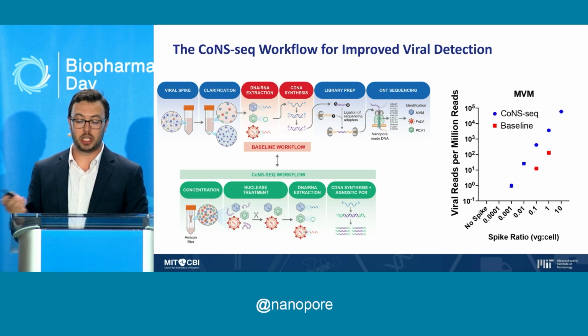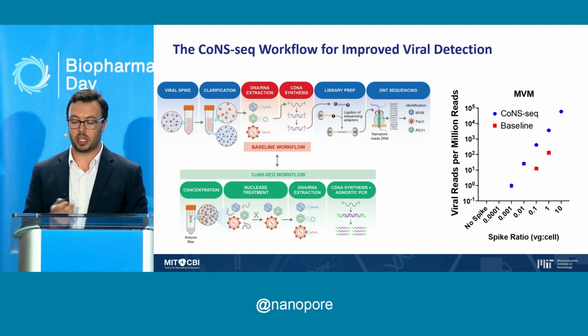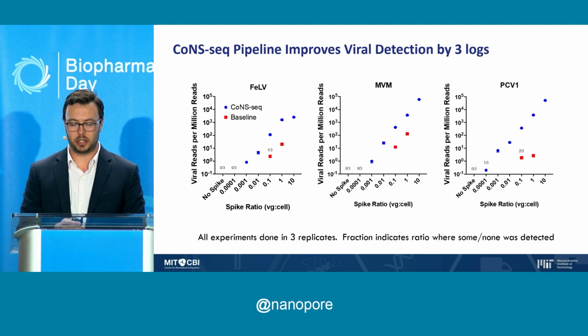And when we do that, you can see that for MVM in particular, we get a 2-log improvement in our level of detection, as well as the number of reads that we get compared to this baseline control. And it works as well for the other 3 viruses that we're detecting.